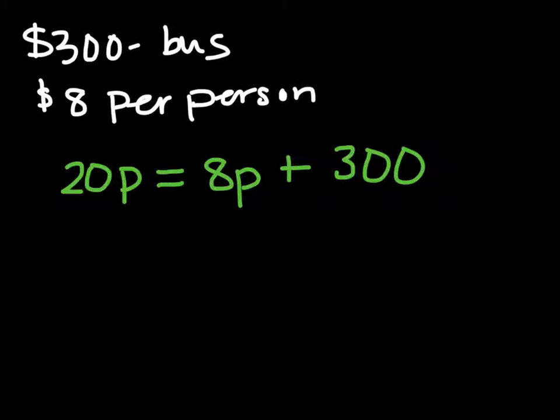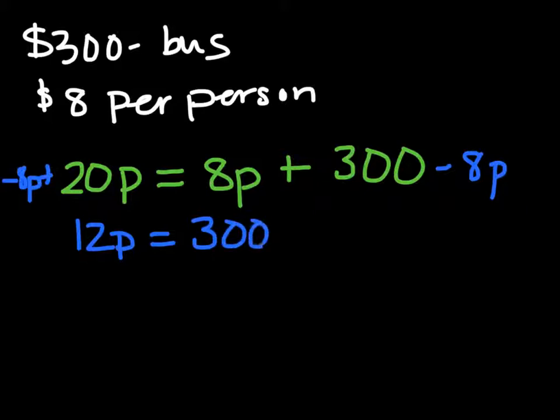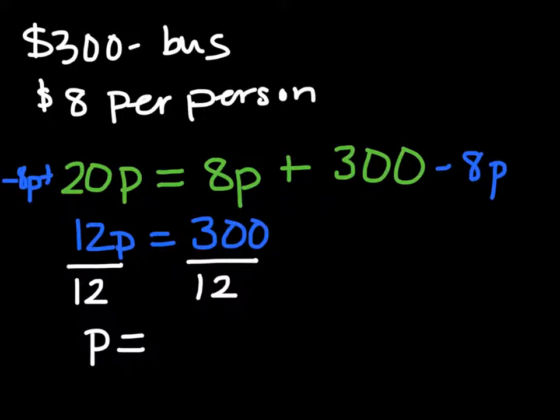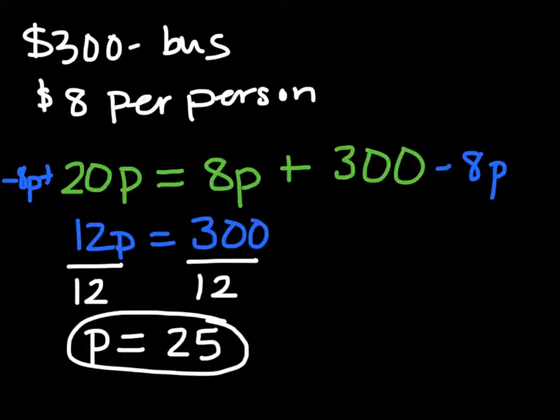Now, we want to get all of our terms on the same side. So we're going to subtract 8p from each side, giving us 12p equals 300. So to find out how many people we need, we'll divide each side by 12 to isolate our term p. 300 divided by 12 equals 25. Therefore, our tour group needs 25 people in order for the cost to be $20 per person.